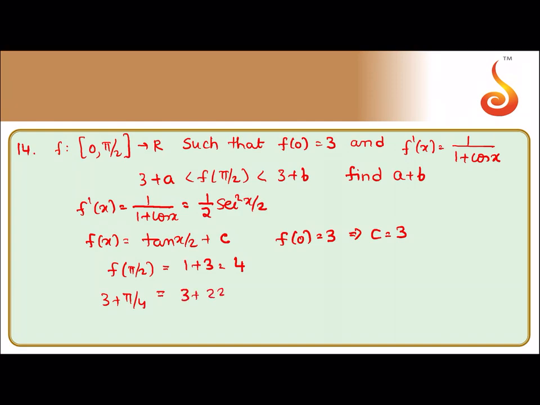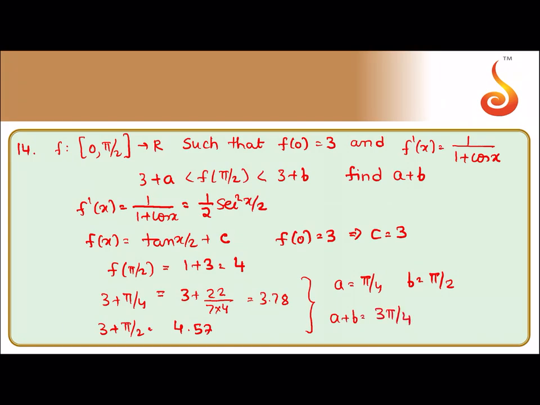So we get 3 plus pi by 4 is equal to 3 plus 22 by 7 into 4, which is equal to 3.78. So 3 plus pi by 2 will give you 4.57. So it clearly indicates that a equal to pi by 4 and b is equal to pi by 2. So a plus b is equal to 3 pi by 4.